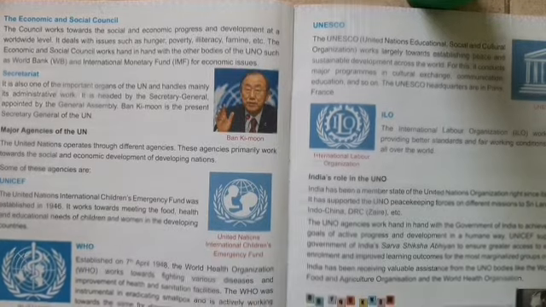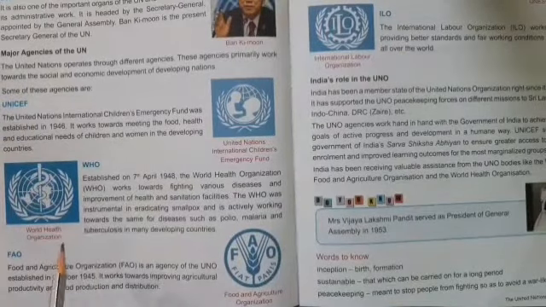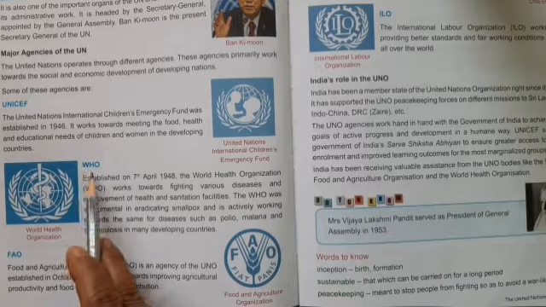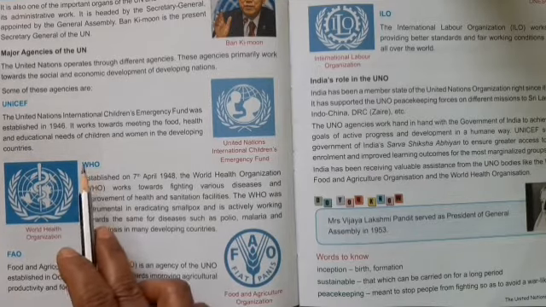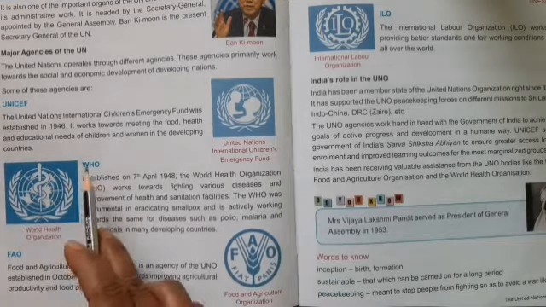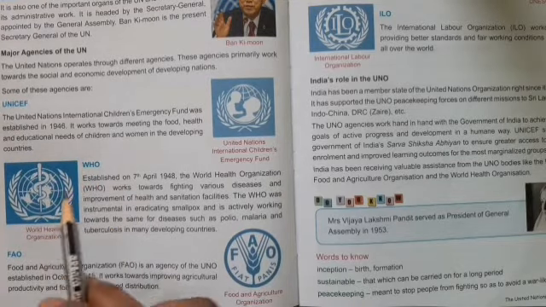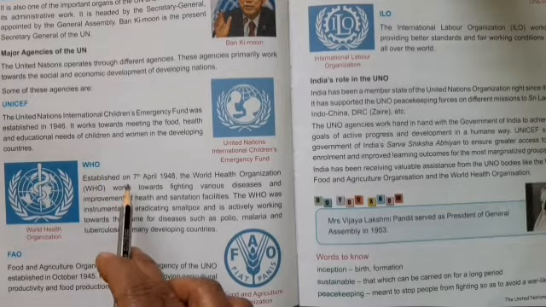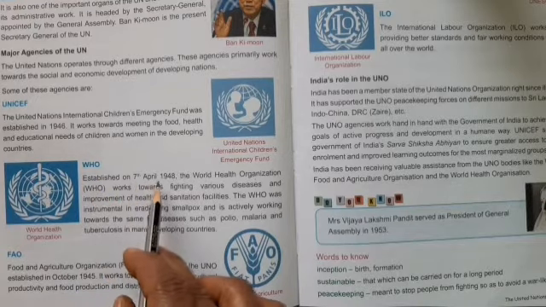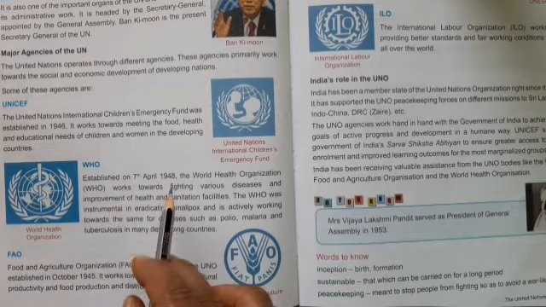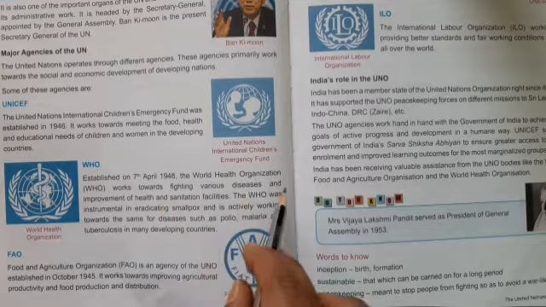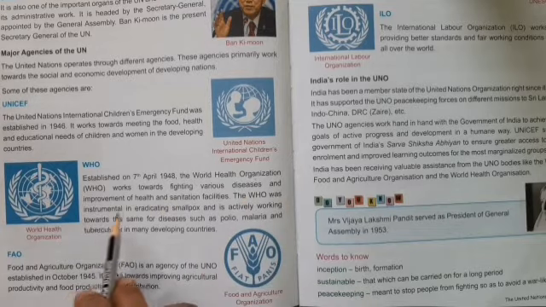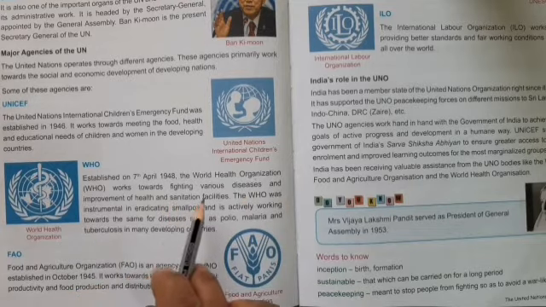Now, the next agency is WHO. WHO means World Health Organization. W means World, H means Health, O means Organization. WHO was established on 7th April 1948. The World Health Organization works towards fighting various diseases and improvement of health sanitation facilities.